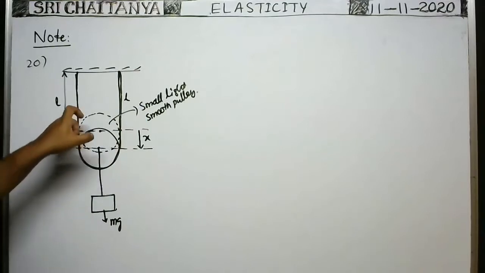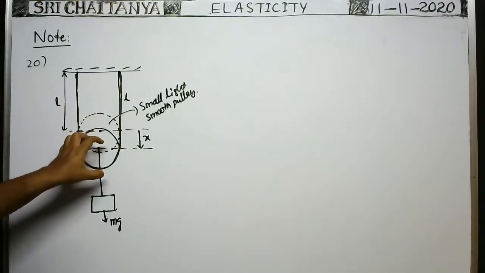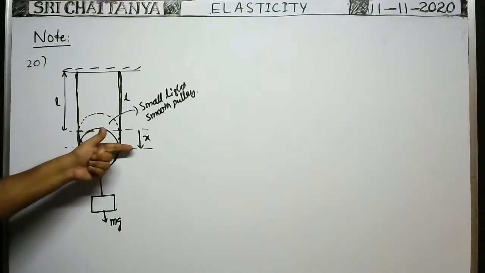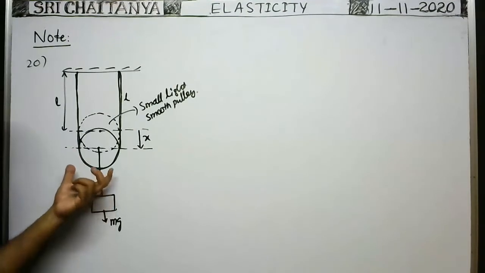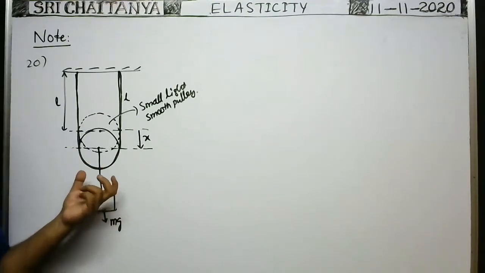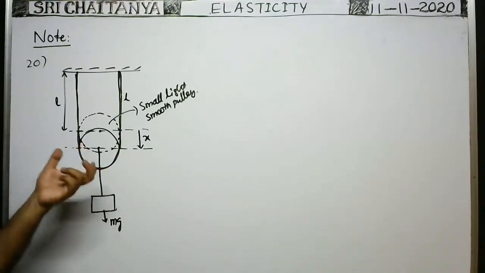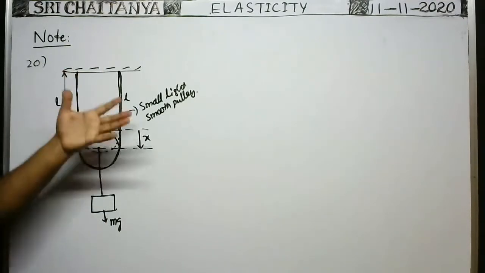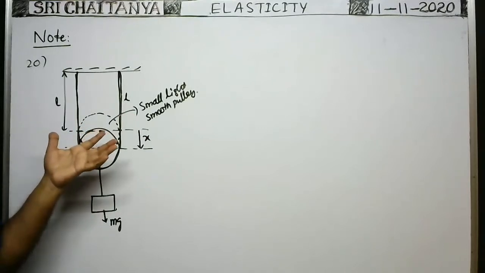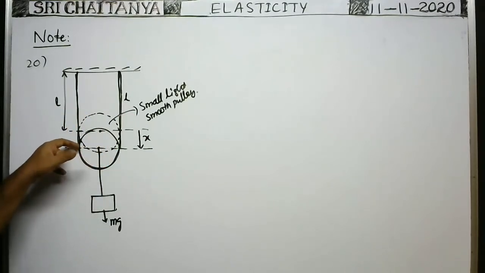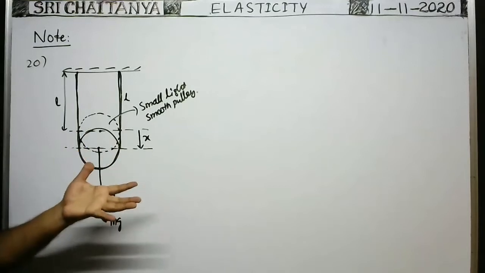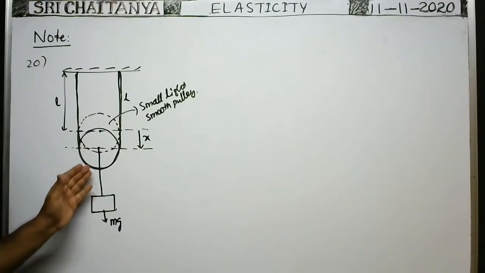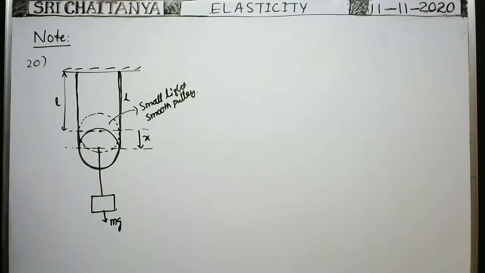Now, when the load is suspended, the pulley comes down to a position here, so that the center of the pulley comes down to a distance x. Then, because of suspension of the load, what is the total increase in length of the string? Total length of the string can be taken as L plus L, 2L only, because the length of the string over the pulley is negligible, ignored, because it is small in size. So whenever the load is suspended, what is the total elongation of the string?